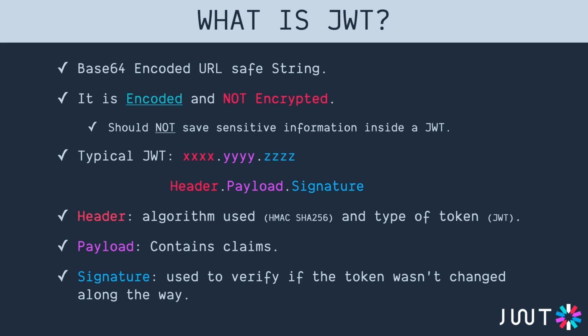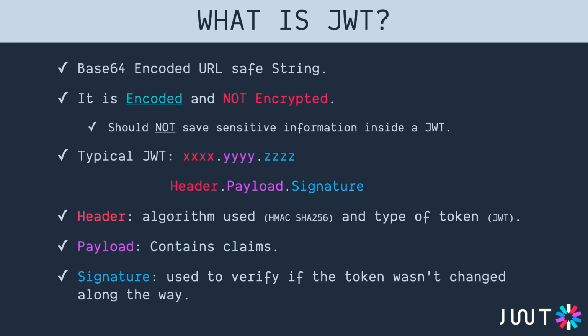And a typical JWT consists of three parts: the header, the payload, and the signature. Inside the header there are two key value pairs. Firstly, the algorithm used to sign this JWT, and typically we use the HMAC SHA-256 algorithm. And then the second key value pair is the type of the token, and in our case, since we are using JWT, the type of the token would be JWT.